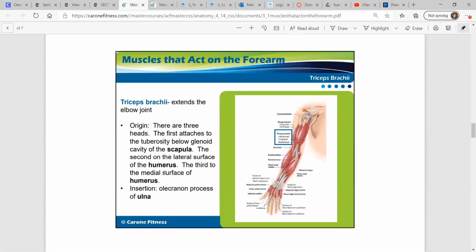And then on the back side of your arm, we have the triceps brachii. And that performs the opposite action. It's extending the elbow joint. So these are antagonistic muscles. Remember that. Its origin, in the triceps, think three heads. The first head attaches to the tuberosity below the glenoid cavity of the scapula. The second on the lateral surface of the humerus. The third to the medial surface of the humerus. And the insertion point is the olecranon process of the ulna.